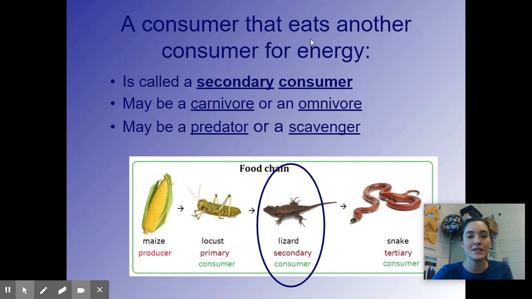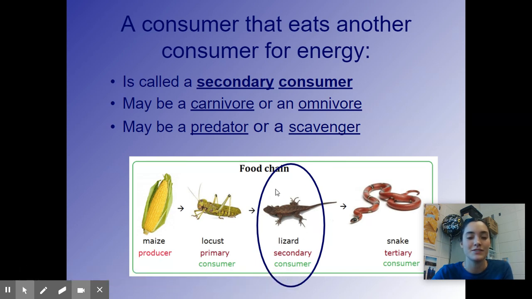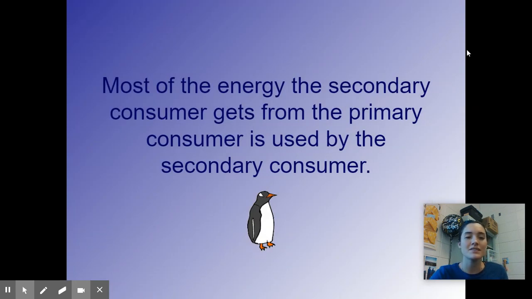A secondary consumer is a consumer that eats another consumer for energy. So this lizard is going to eat the locust, and that's what we call a secondary consumer. It may be a carnivore or an omnivore, and it may be a predator or a scavenger. We really didn't talk about scavengers too much, but we will on this slide. Most of the energy the secondary consumer gets from the primary consumer is used by the secondary consumer.